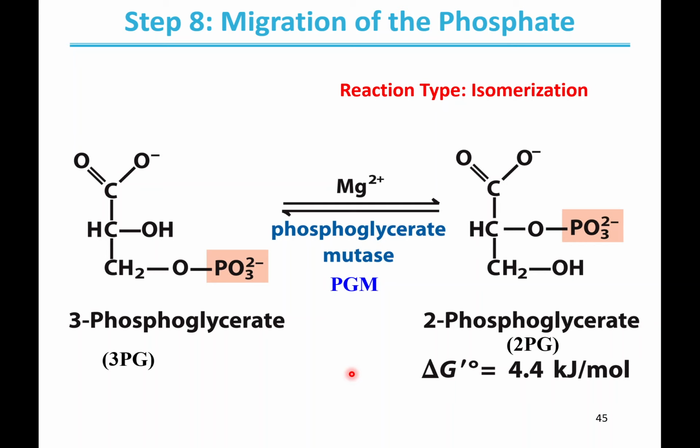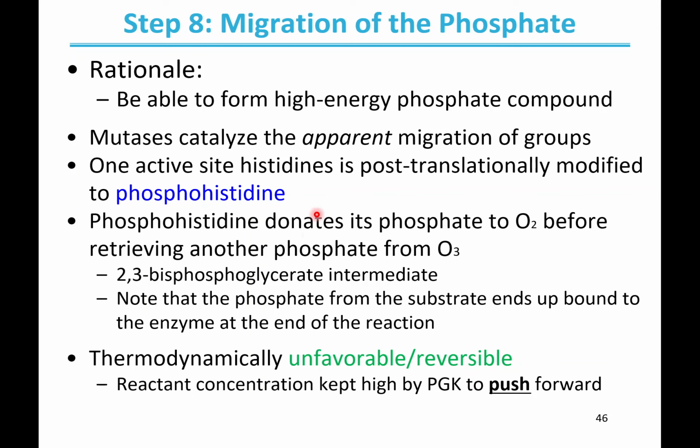Although it's sort of more of a group transfer when you look at the mechanism, you can think of it as an isomerization because of the net result of going from the reactant to the product. Okay. The rationale behind moving the phosphate from carbon 3 to carbon 2 is that you're trying to form a high energy phosphate compound, and it turns out that the phosphate on carbon 2 is going to allow you to form a higher energy compound.